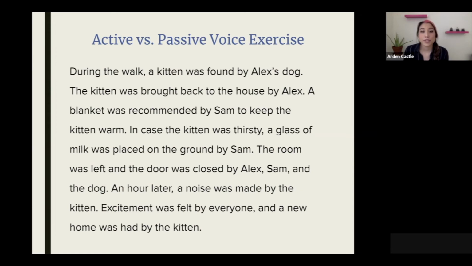The room was left and the door was closed by Alex, Sam, and the dog. An hour later, a noise was made by the kitten. Excitement was felt by everyone, and a new home was had by the kitten.